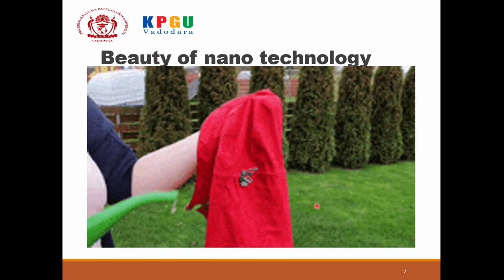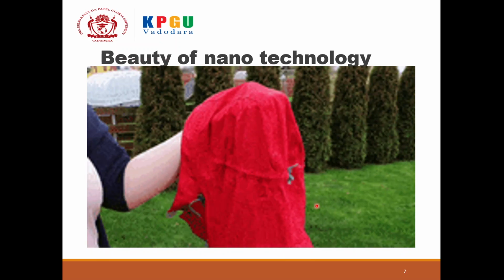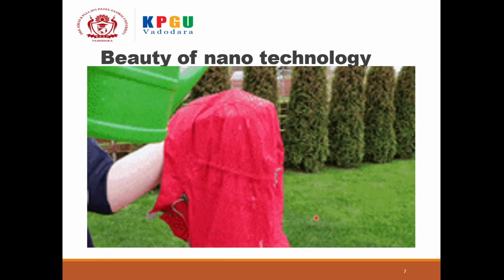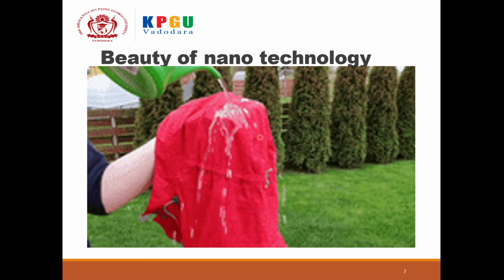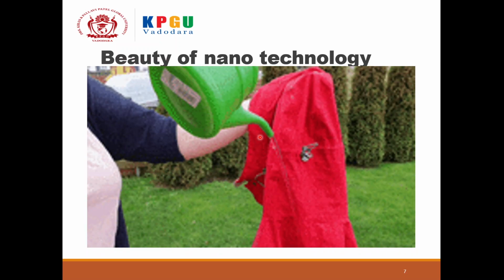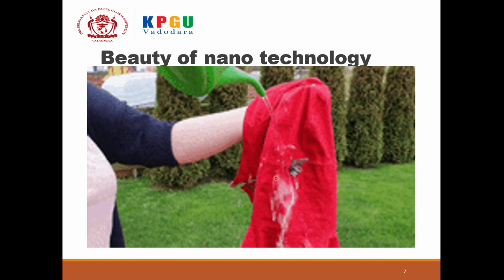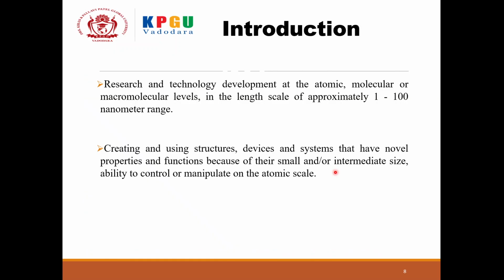Here is another example where you can see the beauty of nanotechnology. What is there on the screen? As you can see, this is a cloth which is made up of nano fabric. Whatever amount of water you put on it, it will not absorb, but it allows it to get drained off. So can you imagine if this kind of characteristics were available for different surfaces, how advantageous it can be? So friends, let's have an introduction to nanotechnology.